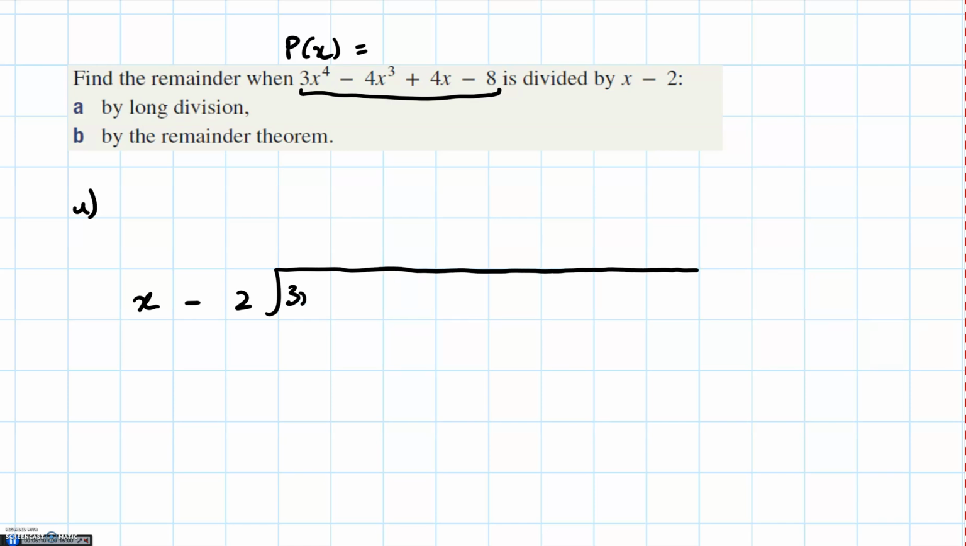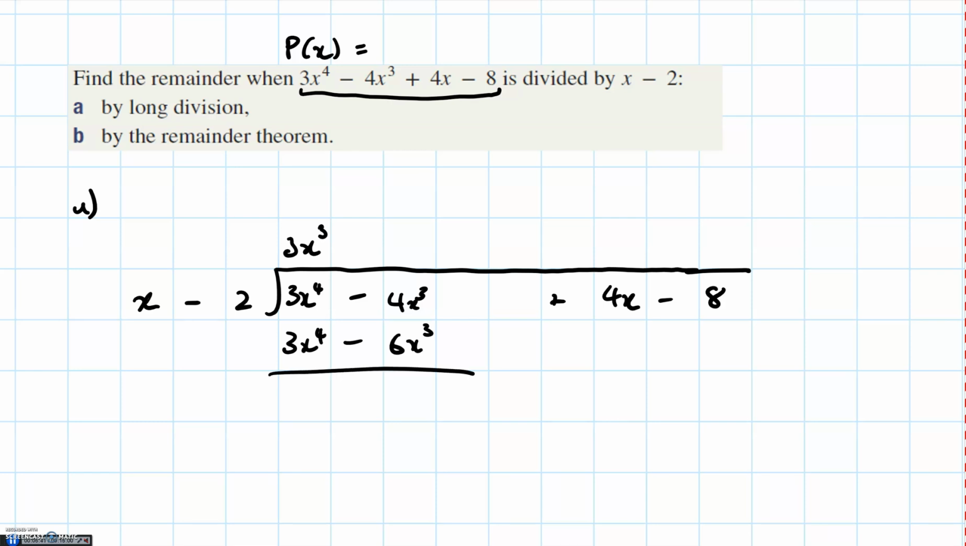So here I've got 3x to the power 4 minus 4x cubed. I'm going to leave a gap for that square term, plus 4x minus 8. So when I'm dividing, I'm just dividing the leading term in my quotient by the leading term in my divisor. x goes into 3x^4, 3x cubed times. So I've got 3x^4 minus 6x cubed, and when I subtract, I get 2x cubed here.